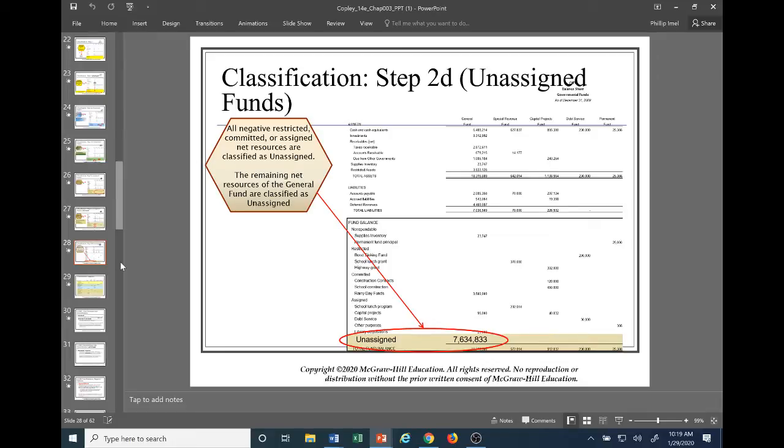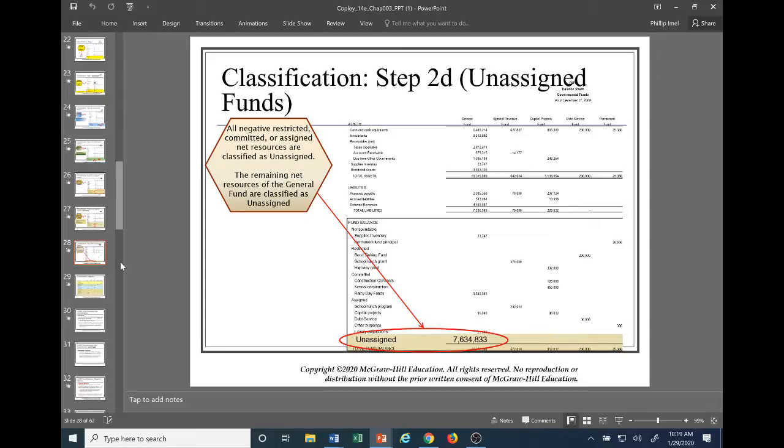Why does it say on the top, all negative restricted, committed, or assigned net resources are classified as unassigned? What this is saying, remember, I don't know if we've even covered it yet, but GASB does not permit any of the restricted, committed, or assigned funds to be negative. They can't be, because they were supposed to be restricted, committed for that purpose. In other words, if they were negative, we've relocated those funds for whatever purpose we wanted to spend them on. So they do not permit any reporting of restricted, committed, or assigned funds as a negative balance. And so if that happens, you have to pull money out of the assigned.